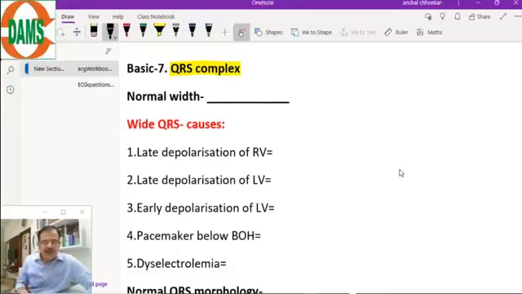Now coming to the next basic, and the next basic is the QRS complex. QRS complex is one of the very important waves of ECG. Indeed, out of all the intervals and waves, maximum questions come in the QRS complex. And we understood in the first lecture that ventricle depolarization is responsible for the QRS complex. So we will discuss QRS under 3 headings: width, morphology, axis. These are the 3 important components of the QRS complex.